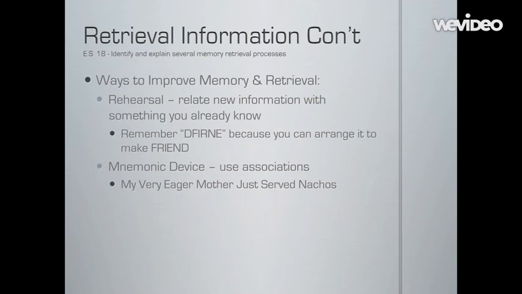A mnemonic device using associations, so my very eager mother just served us nachos, is a way to remember the order of the planets: Mercury, Venus, Earth, Mars, Jupiter, Saturn, and Neptune. Remember, Pluto is no longer considered a planet. Okay, so that is memory, kind of the processes of memory, the different types of memory, and ways that you can retrieve what you have stored and recall all your information.